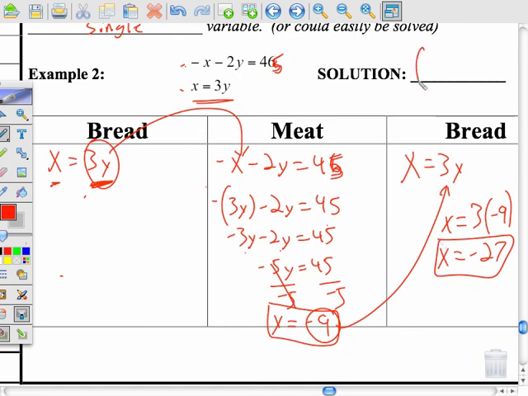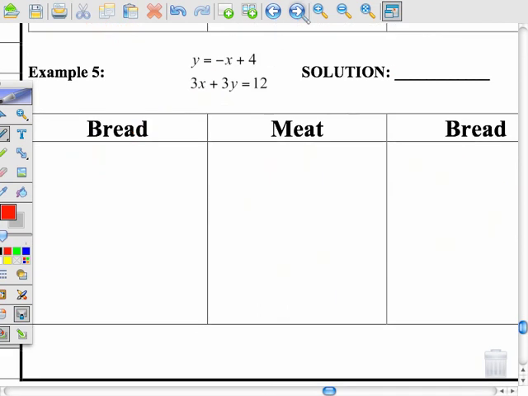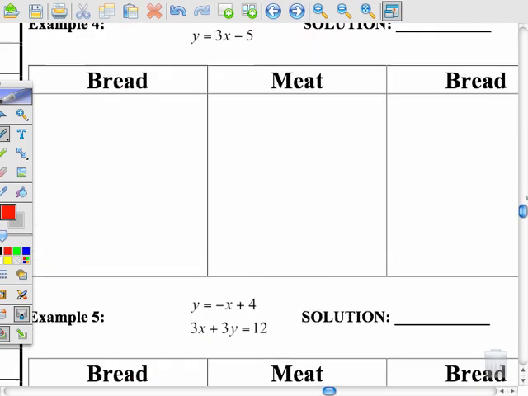All right, we have an x and we have a y. Our solution is that point. So the x is negative 27. The y is negative 9. We found the solution. We found that point of intersection. The back side of this page is 3 more examples.